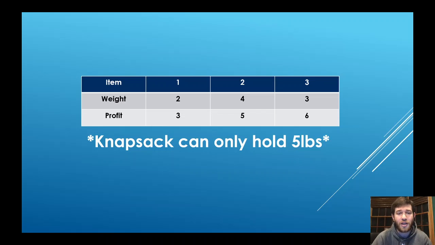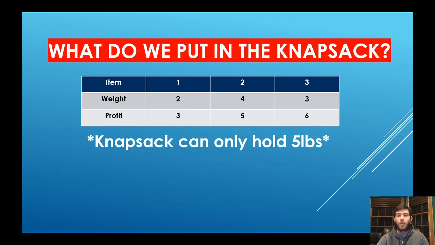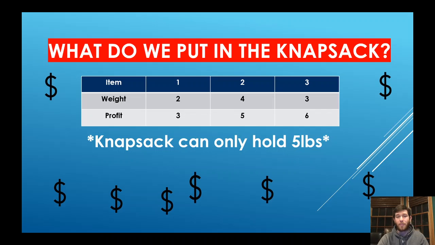So as we see here, item 1 weighs 2 pounds, but profits $3 for us. Item 2 weighs 4 pounds, but profits 5. Item 3 weighs 3 pounds and profits 6. And we want to know what's the best combination we can make while maintaining or being equal to 5 pounds in the bag and make as much money. So what do we put in the knapsack? And remember, we want to make money.